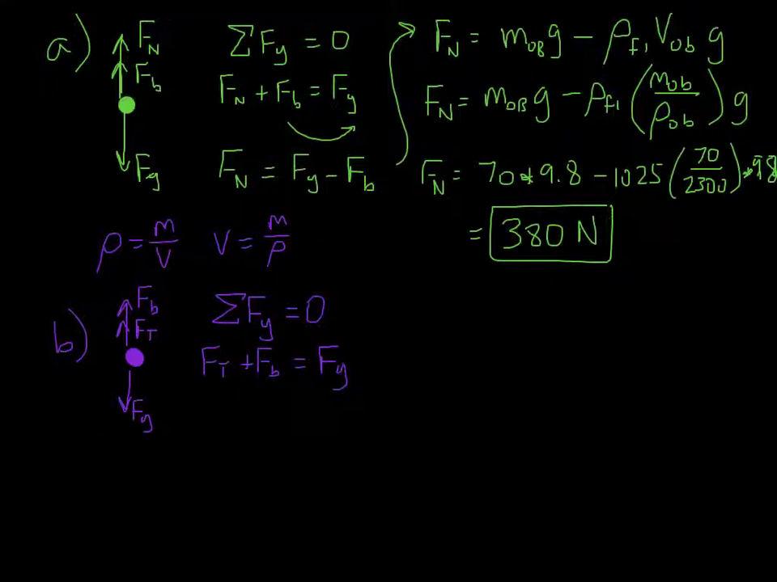Notice that this problem looks almost identical to what we have up here. The only difference is we've replaced the Fn with an Ft. But everything else, the buoyant force, the gravitational force, is all going to be the same, which means that when we solve for the Ft, instead of solving for the Fn, we're going to get the exact same thing over here. So we actually end up getting the same answer, that Ft is equal to 380 newtons.